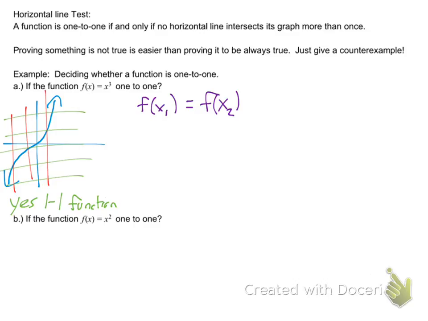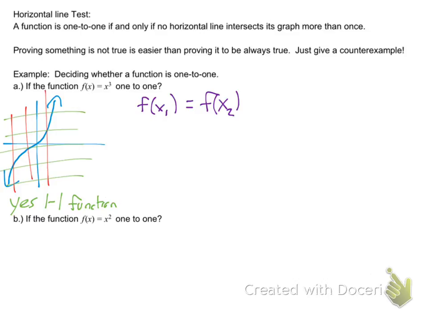If I put two separate values in for x, I don't know what these are yet. They would have to end up being the same for it to be 1-to-1, right? If I wanted to use this, at the end we need to show that x1 is equal to x2. And if that's true, then we're good. If it doesn't come out that way, then we know we don't have a 1-to-1.